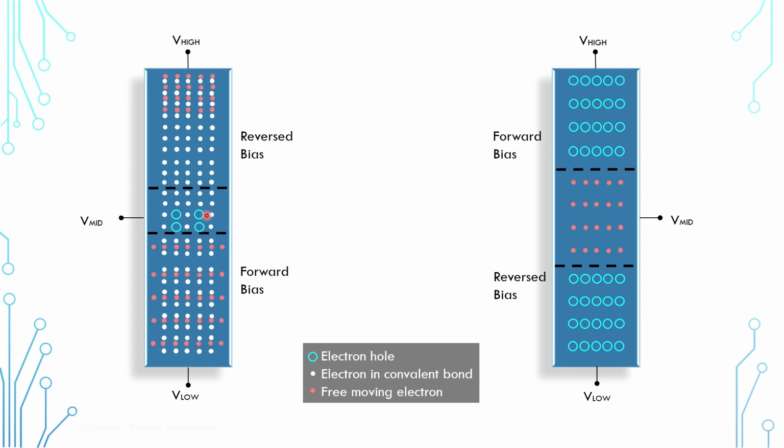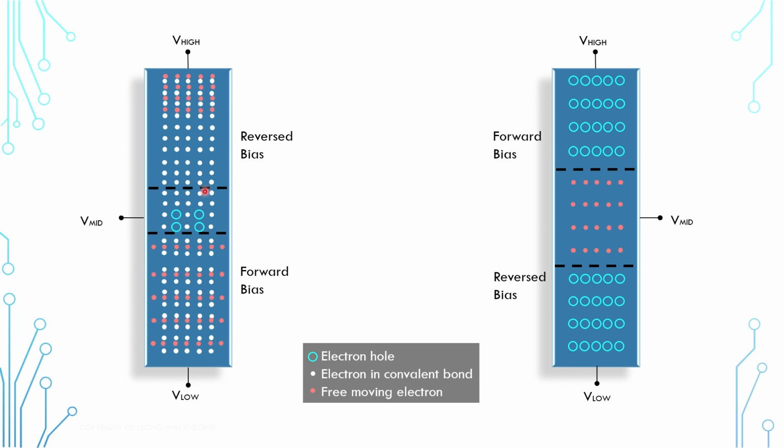And there you go. This is how free moving electrons cross this forward bias junction and then this reversed bias junction. And to emphasize again, the reversed bias junction here stops the white electrons from moving because there are no electron holes on this end region, but it doesn't stop the red electrons from crossing over.